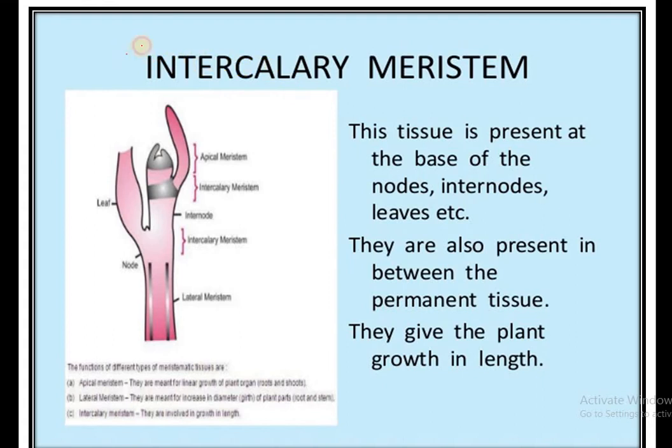The last one we have is intercalary meristem. As I've already explained, intercalary meristems are present on the nodes or the internodes. You have one node, you have the other node. This is the internode, there are two nodes present here. These tissues are responsible for the growth of the branches, the leaves, and also help in the linear growth of the plant. This tissue is present at the base of the nodes, internodes, and leaves, etc. They are also present in between the permanent tissue. They give the plant growth in its length.